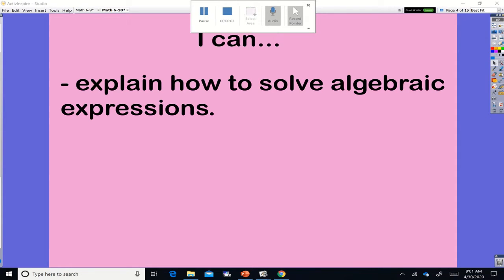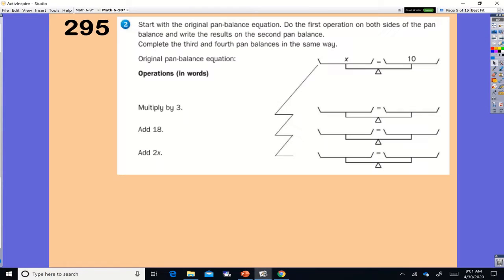Today our I can statement is I can explain how to solve algebraic expressions. So we're going to be taking what we've done the last few days and we're either going to show how to do it or we're going to explain what they did to figure it out. So if it says multiply by 3, remember in a balance, and we're on page 295, in a balance, what we do to one side, we have to do the other.